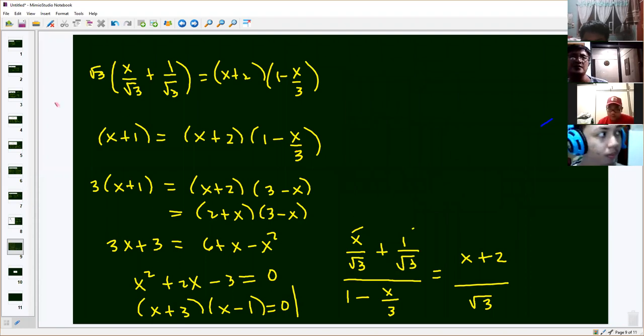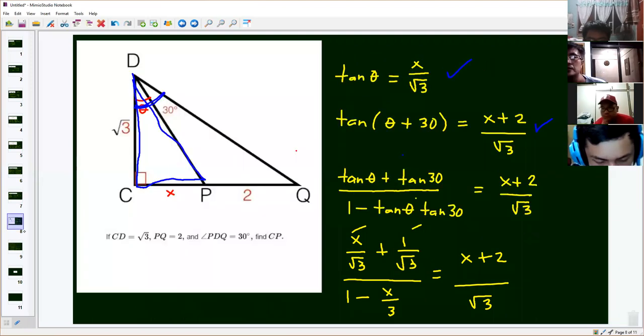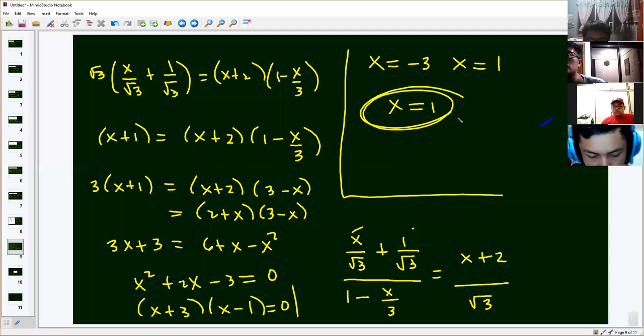Now look at this. You have x is negative 3 and x is 1. Obviously, you cannot have x that is negative, because that's the side of the triangle. Therefore, x is 1. Simple as that.